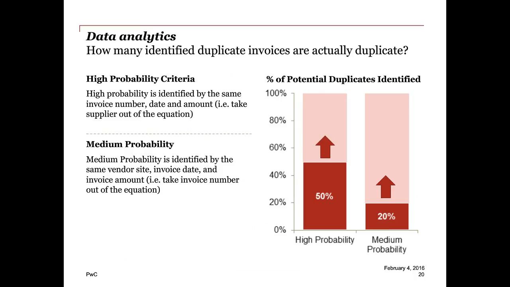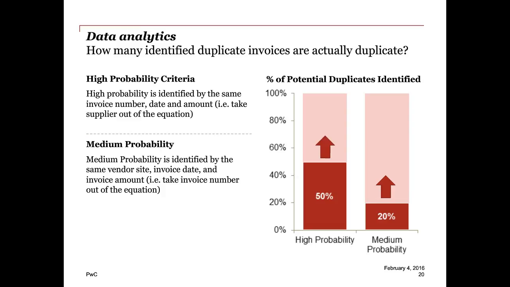We also help our clients identify duplicates that are most likely to be recoverable. So, for example, those with the same invoice number, date, and amount would represent a very high probability for recovery. Those are the same vendor site, invoice date, invoice amount, but the invoice number is different. It's still worthwhile looking up and investigating, but generally represents a more medium possibility of recovery.